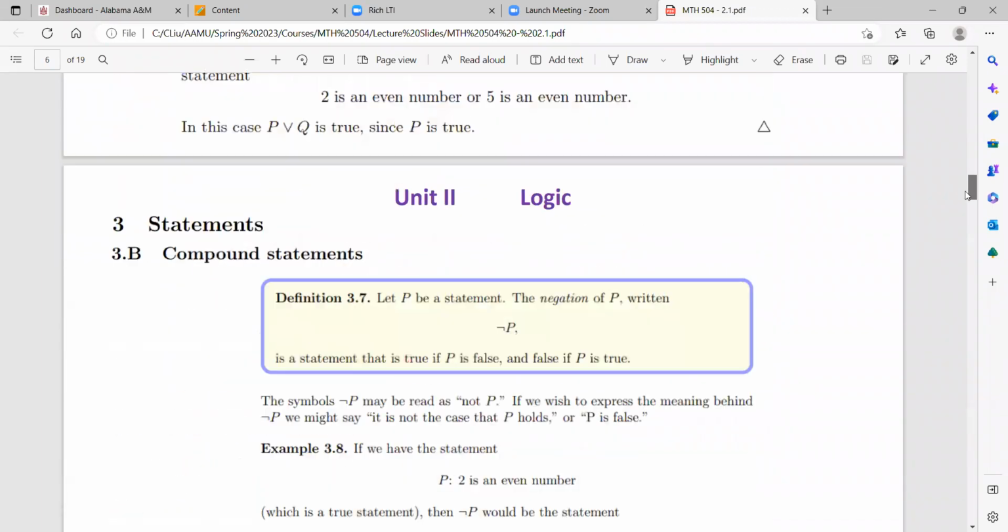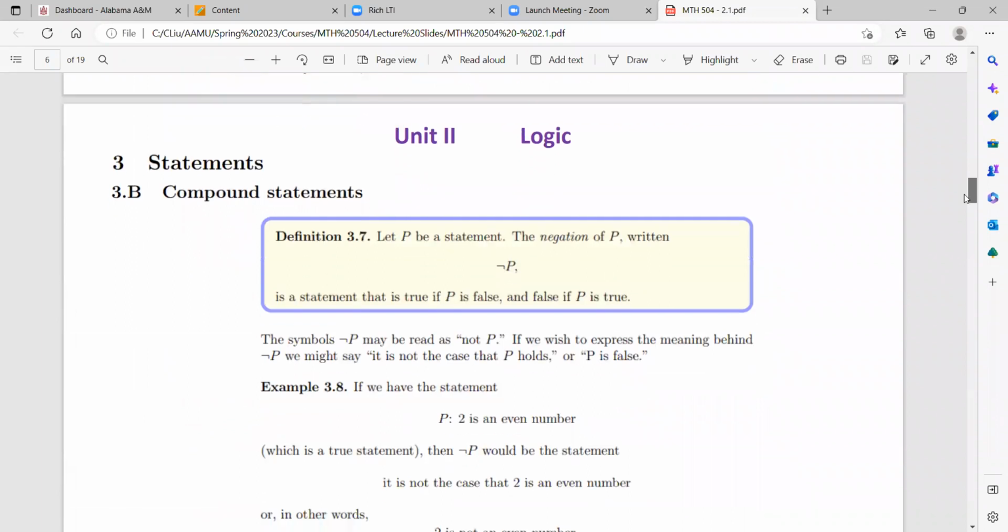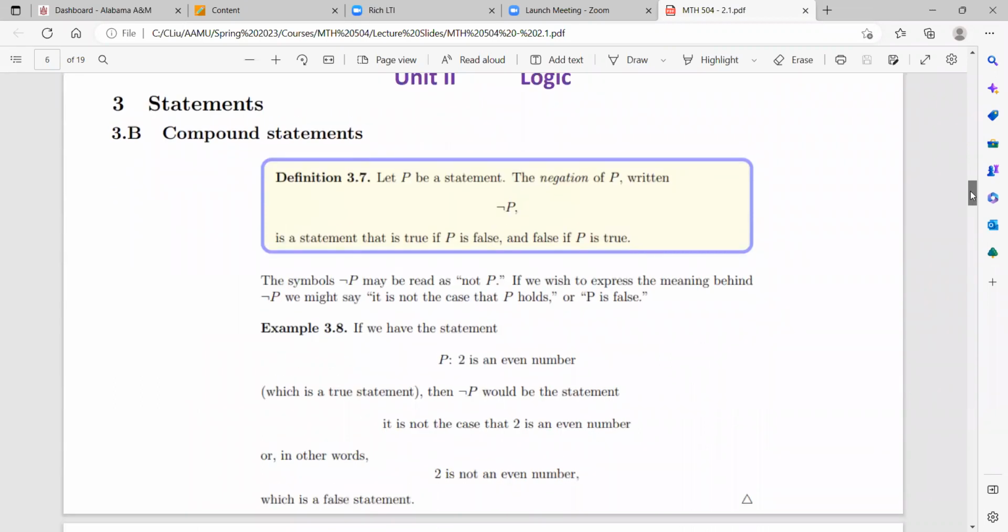So these are pretty simple things that we already learned. The next compound statement is called the negation of a statement. So if P is a statement, then the negation of P is another statement. It's just the opposite of P. So obviously, if P is true, then the negation of P will be false, and if P is false, then the negation of P will be true.